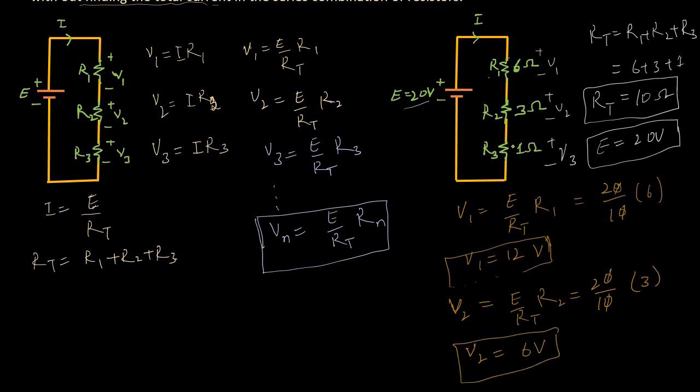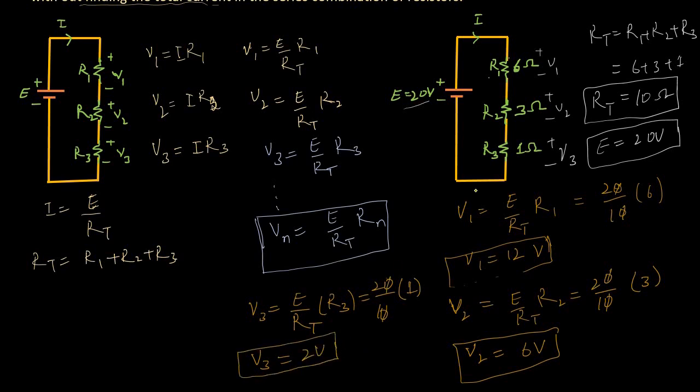So we have a 6 volt drop across R2, and the voltage drop across R3, let's say V3, equals E divided by RT into R3, where E is 20 volts divided by RT, which is 10 ohms, and R3 is 1 ohm. The resulting voltage drop across R3 is, the zero cancelling the zero, 2 volts across the third resistor.